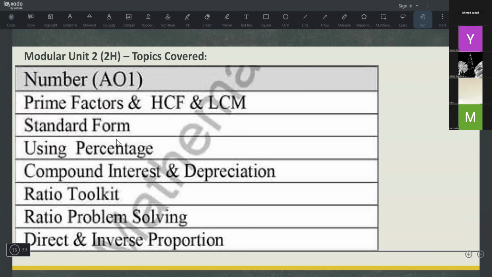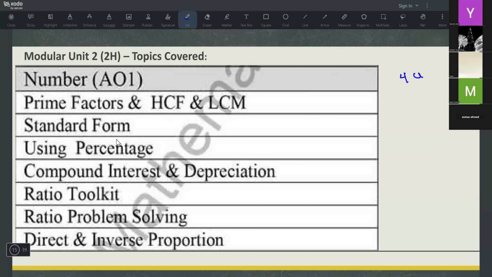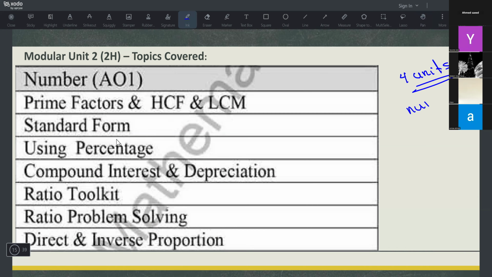Modular unit 2 also has 4 units. We have 4 units for modular unit 2: Number, algebra and graphs, geometry and mensuration, probability and statistics. Same units like unit 1 modular.